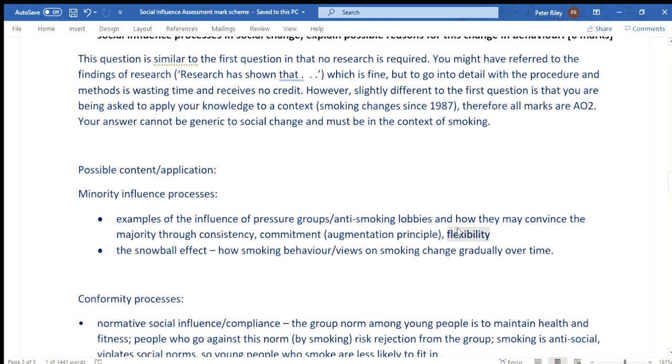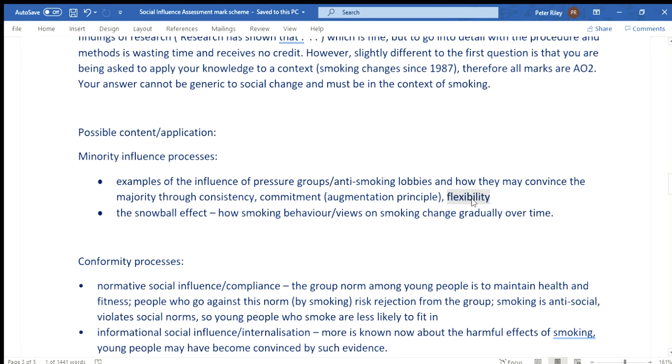It could be the flexibility by trying to encourage people, maybe not to give up straight away, stop smoking altogether, but maybe start to adapt and reduce the amount that they're smoking, maybe start to use patches or vaping, I suppose would be the more modern example, to demonstrate that they're doing this with the best intentions and they're not just trying to be dogmatic in their view that you shouldn't smoke at all. You can refer to the snowball effect. So it starts off as very small, then all of a sudden the minority will start to snowball in their numbers, and eventually the minority will become the majority.